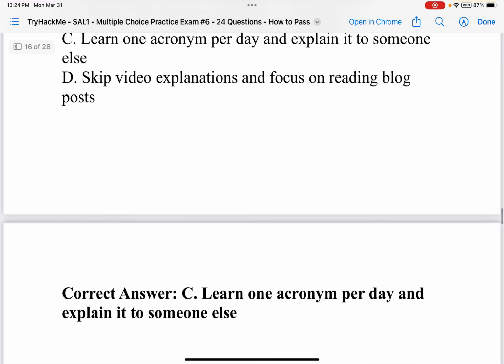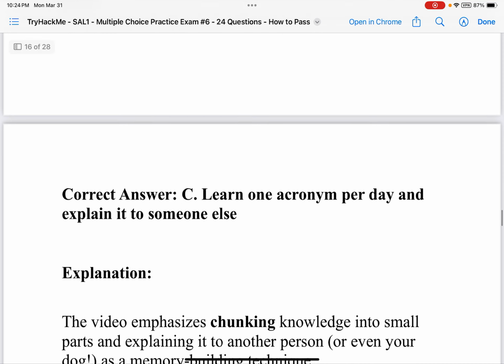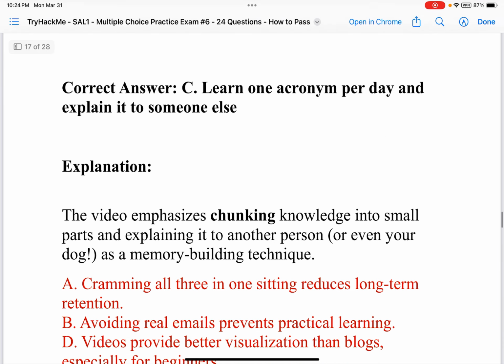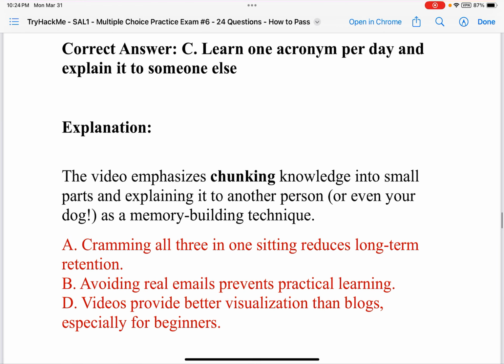Correct answer C. Learn one acronym per day and explain it to someone else. Explanation. The video emphasizes chunking knowledge into small parts and explaining it to another person, or even your dog, as a memory building technique. There's the red text. You know what to do.